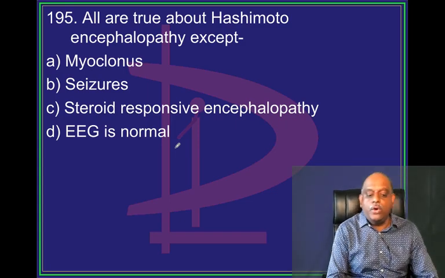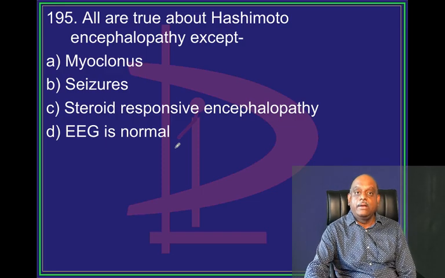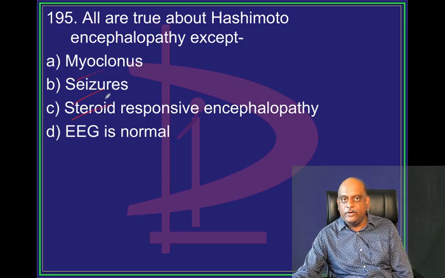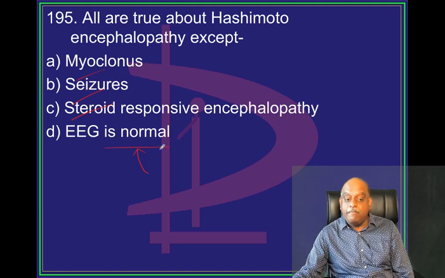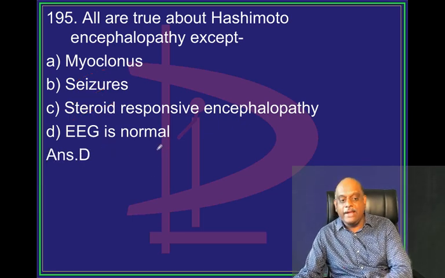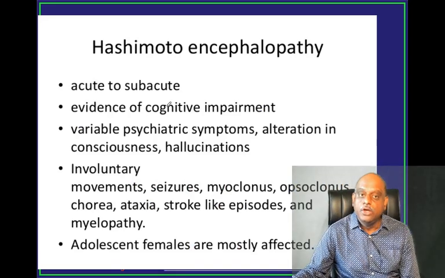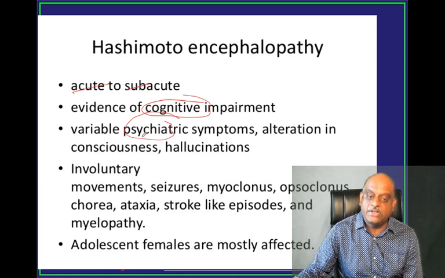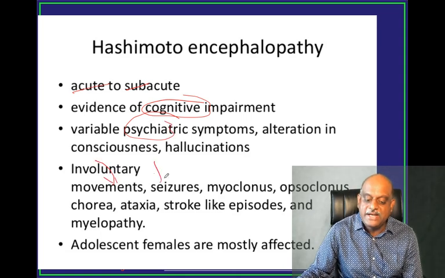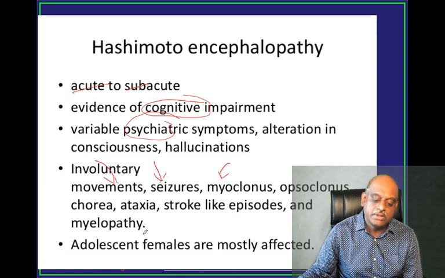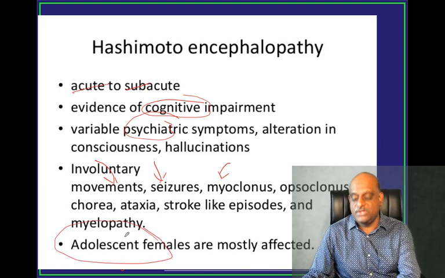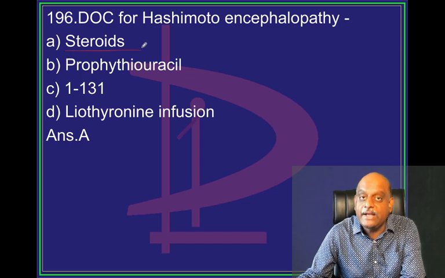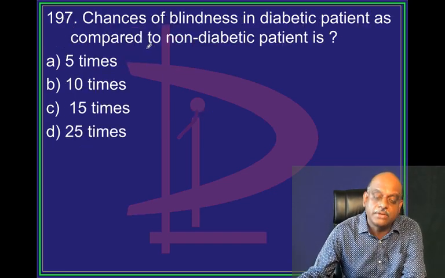Now, Hashimoto encephalopathy. They have myoclonus, seizures, steroid-responsive encephalopathy, and the EEG looks abnormal in Hashimoto encephalopathy. So it is acute or subacute with cognitive impairment, psychiatric symptoms, involuntary movements, seizures, myoclonus; adolescent females are most commonly affected. So how do you treat Hashimoto encephalopathy? They are steroid responsive. You have to give steroids.